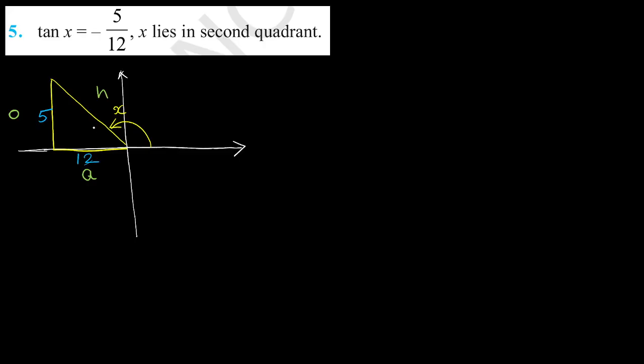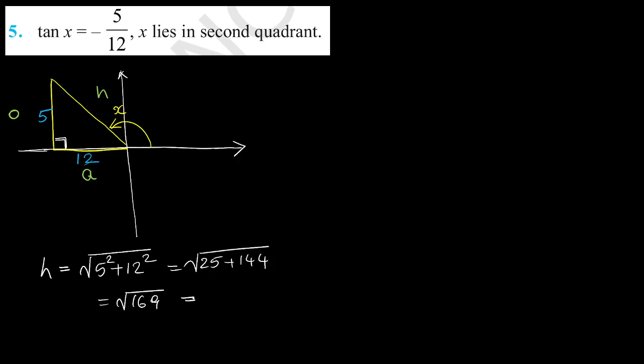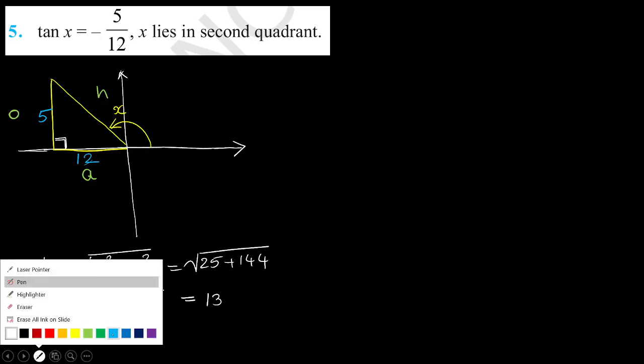So hypotenuse I want. Hypotenuse using Pythagoras theorem, right? Root of 5 square plus 12 square. I don't want to explain the calculation. Deva, what is root 169? Root 169 is equal to? Sir, 13, sir. Yes, 13. The hypotenuse is 13.